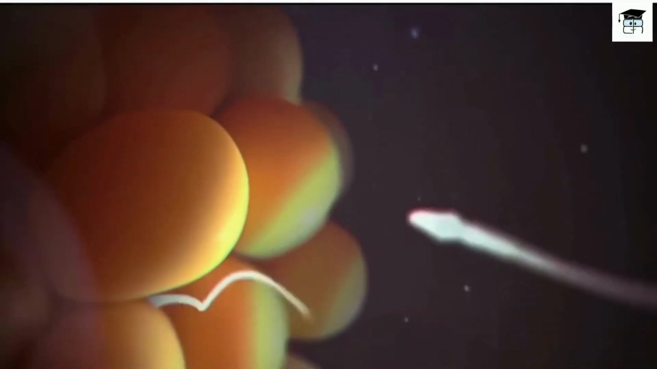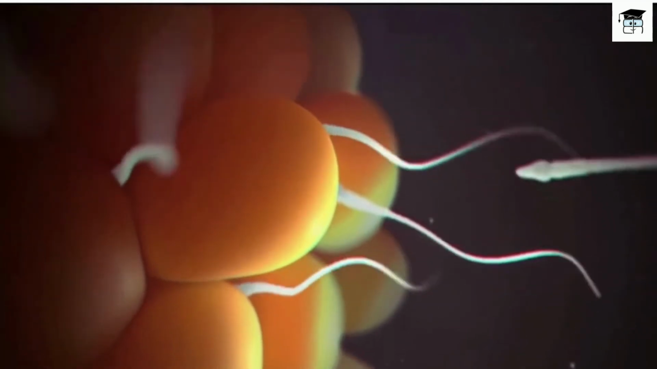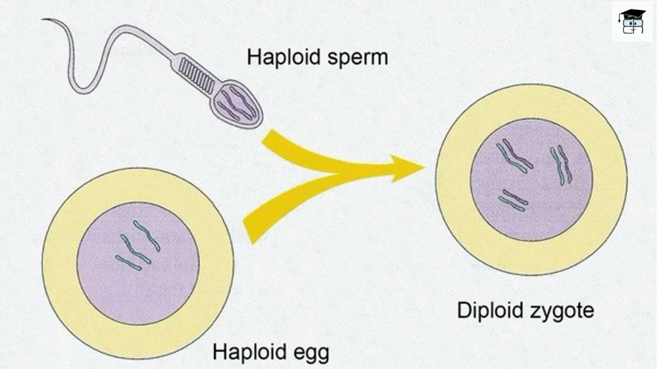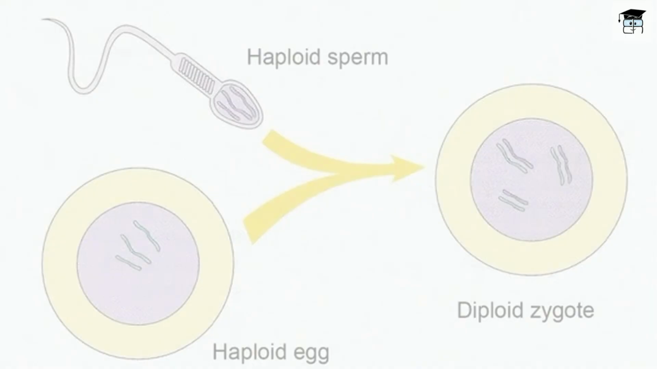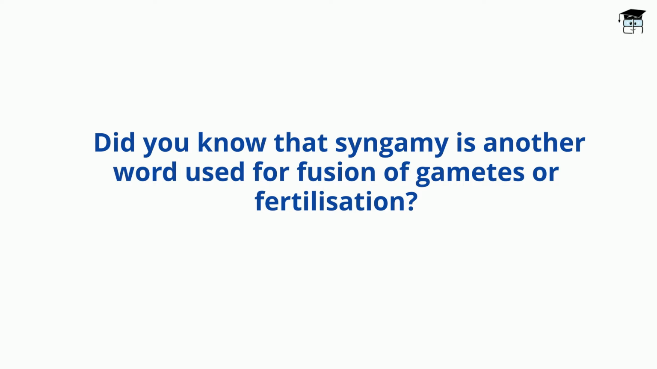Then comes the most vital event of sexual reproduction, the fusion of gametes, known as fertilization. In this stage, the male and female gametes fuse to form a diploid zygote. Did you know that syngamy is another word used for fusion of gametes or fertilization?